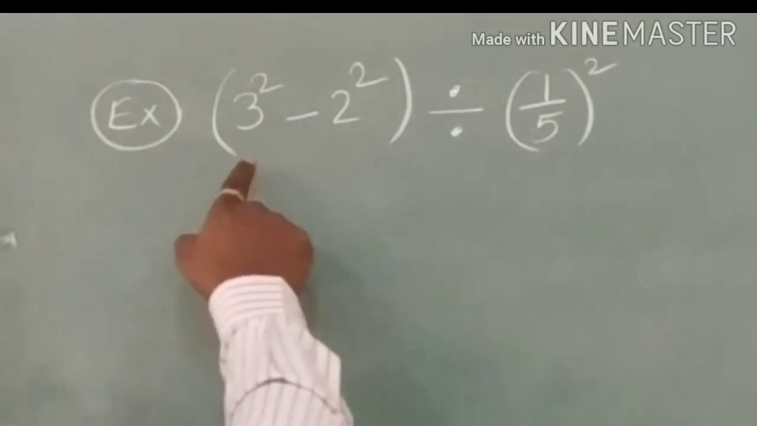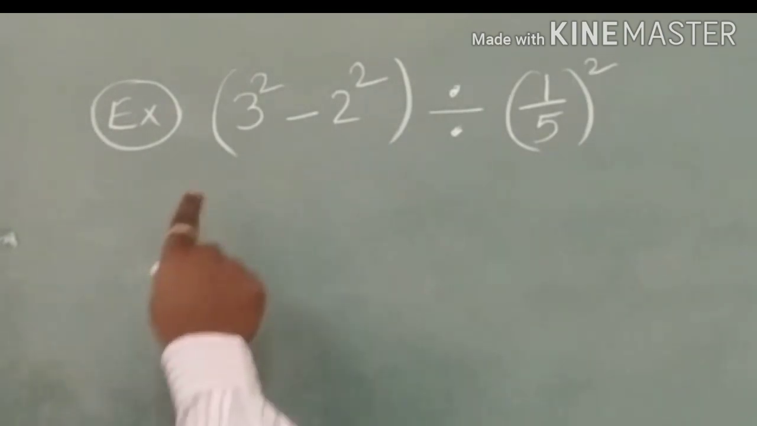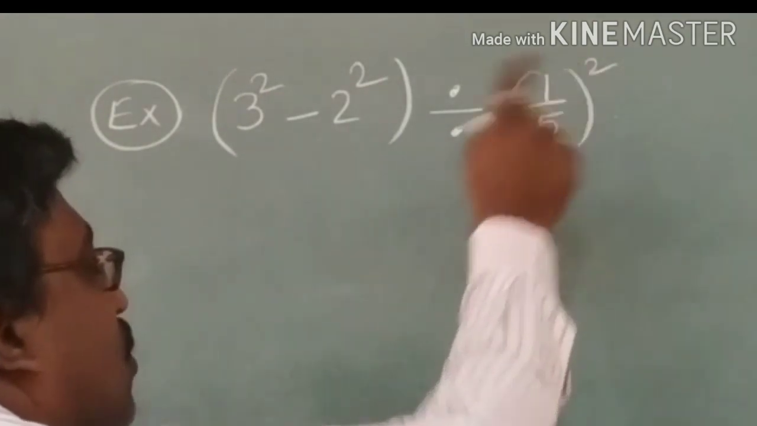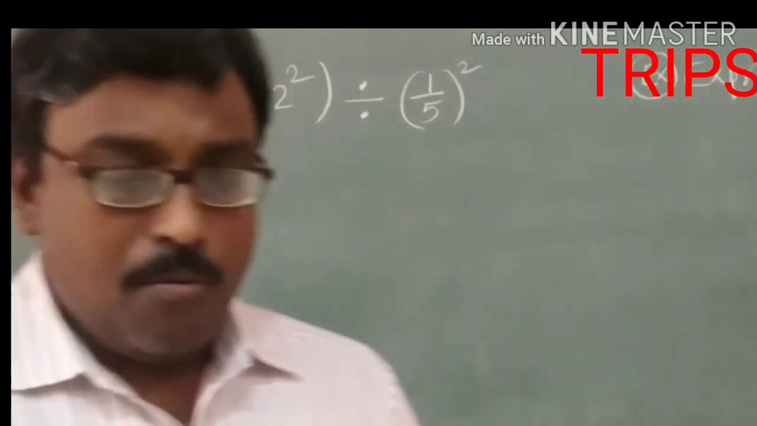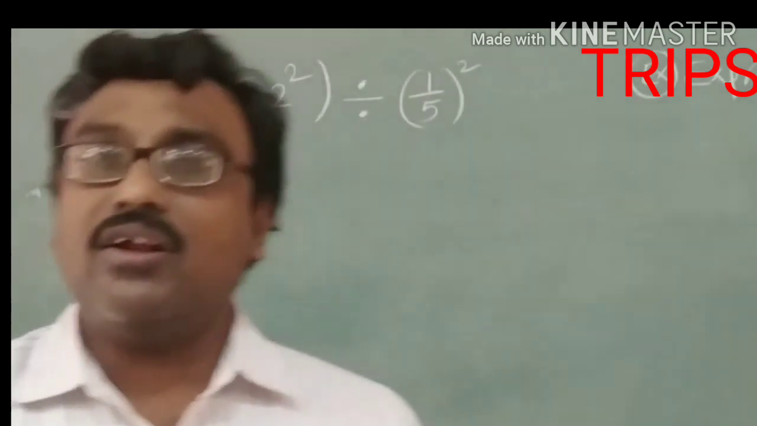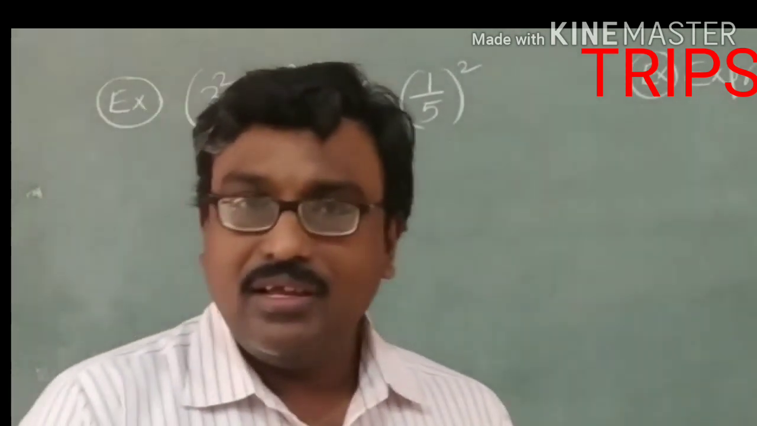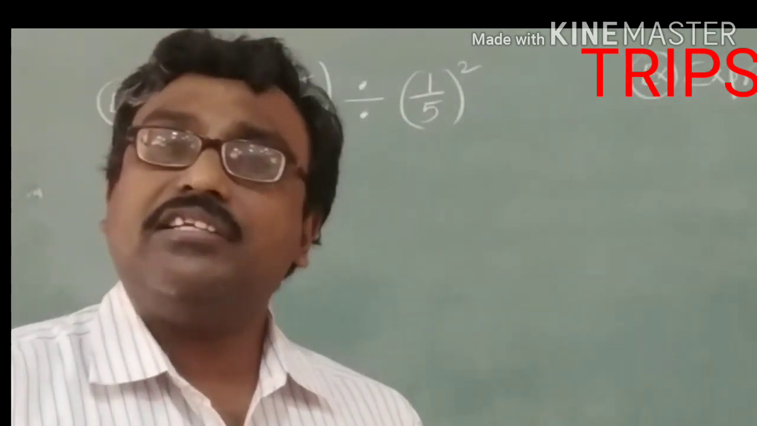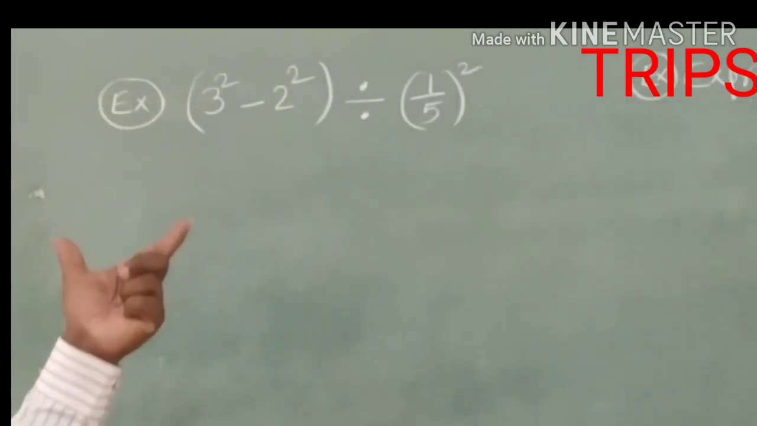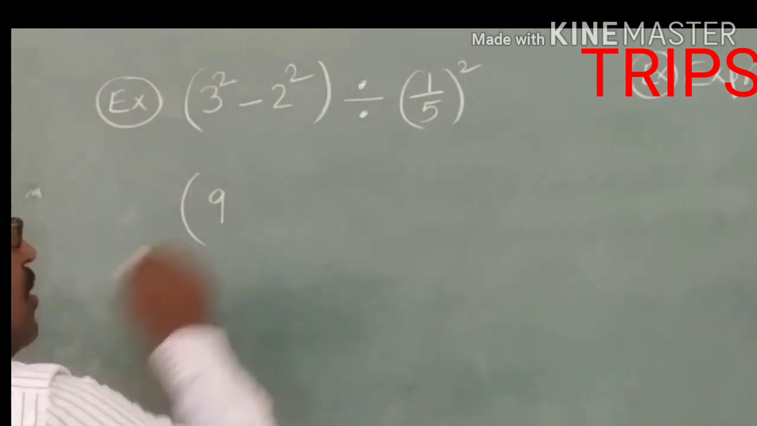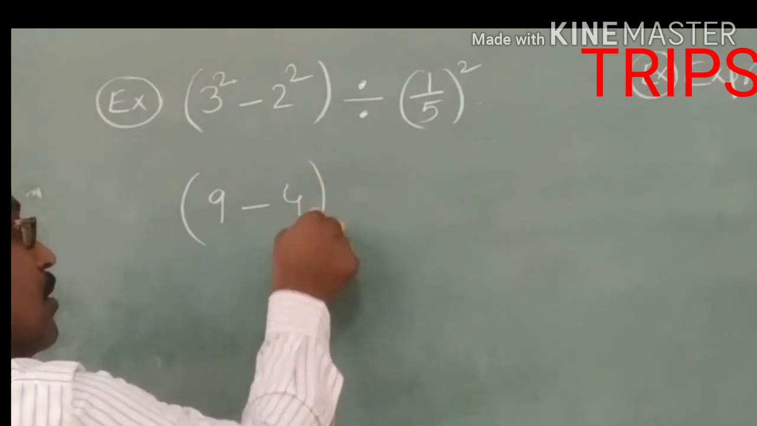So the first one is (3 square minus 2 square), in brackets if you observe, divided by (1/5) whole square. Everybody knows the BODMAS rule: Bracket, Order, Division, Multiplication, Addition and Subtraction. So first you should do the bracket. In the bracket, what is there? 3 square is 9, 2 square is 4.